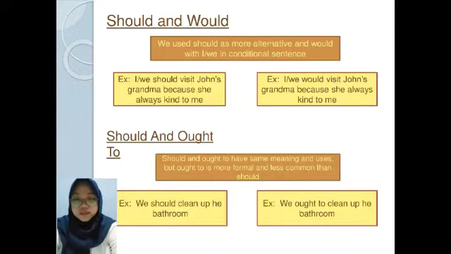The last material about using should is should and ought to. Should and ought to have similar meanings and uses. Ought to is more formal and less common than should. For example, we should clean up the bathroom. We ought to clean up the bathroom.